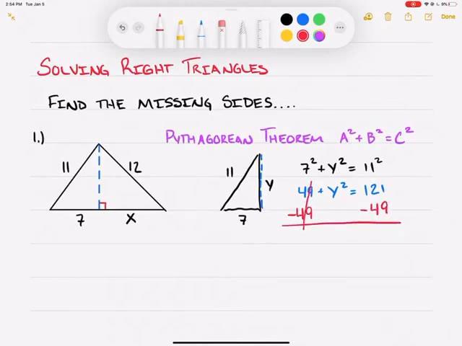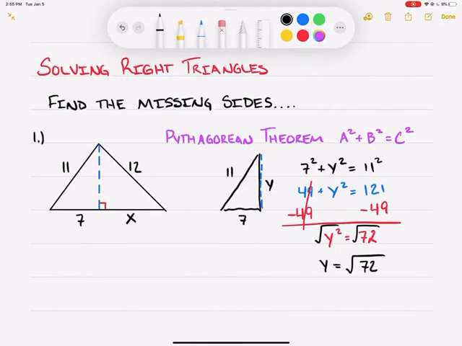And this is going to cancel out. I'm going to grab a calculator. Cool. So y squared equals 72. Sorry, 72, not 7 squared. So then from here, we're going to take the square root of both sides, and we get y equals the square root of 72.